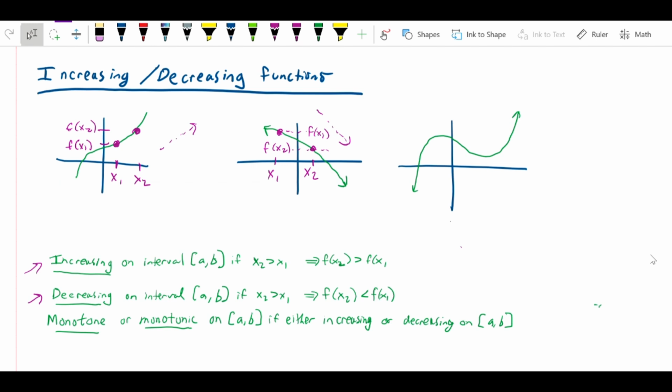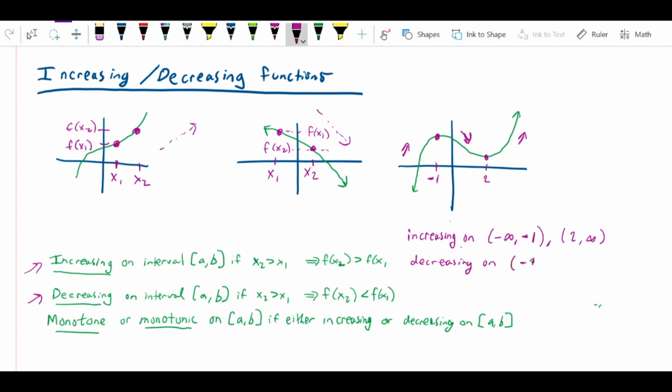So if we look at the graph on the right, if I put in some numbers, such as, let's call that -1, and let's call this 2, what we can see is that the function is increasing from 2 all the way up to the right. It's increasing from all the way on the left up to -1, and it's decreasing in the middle. So what we would say is that this function is increasing on the interval -infinity, comma, -1. I'm going to put in a round bracket there, but I'll explain that in a minute. And then it's increasing also on the interval 2 to infinity, and it's decreasing on the interval -1, 2.